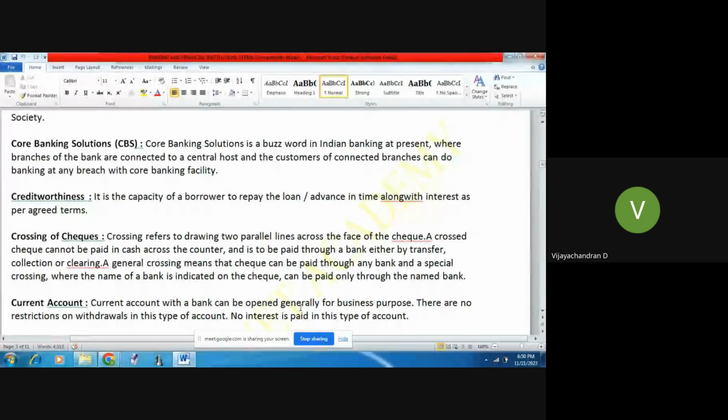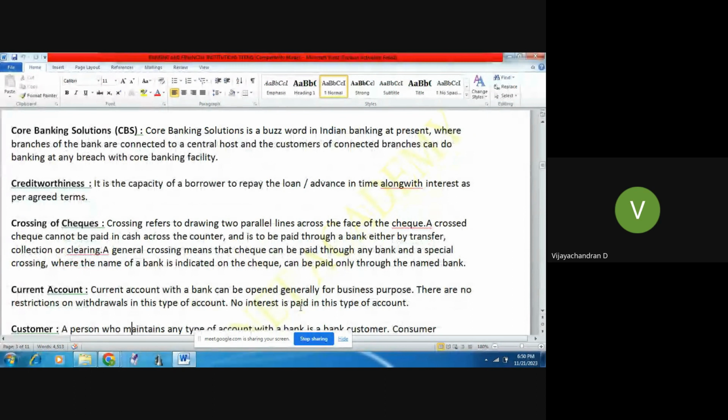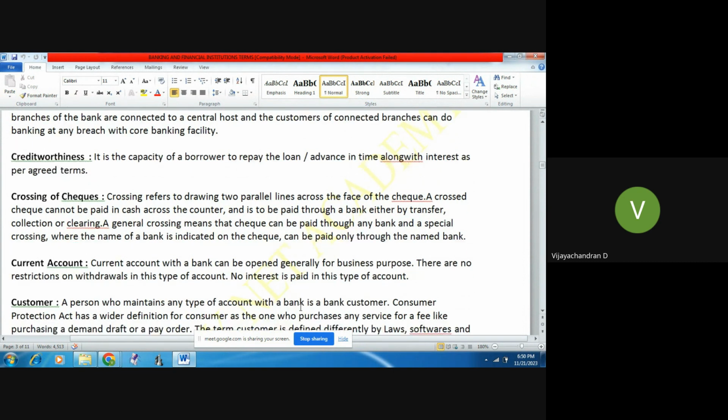Credit worthiness means your borrowing capacity. The keyword I'm saying is borrowing capacity. So what is your borrowing capacity? Before going for a loan, they will see your credit worthiness and your asset backup. That will be sorted out and monitored by the bank as credit worthiness.